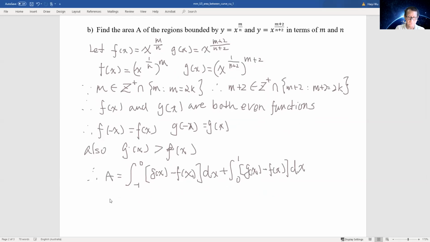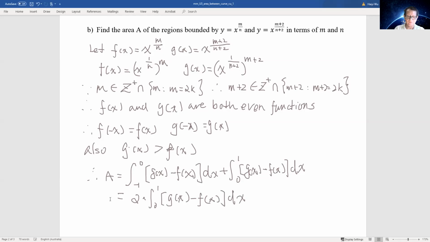So because those two functions are even, those two areas are exactly the same. So both sections will be equal. Therefore I'm going to use double of the integral from 0 to 1. Don't worry about the negative side, because the negative side is the same as the positive side, because they are even functions.